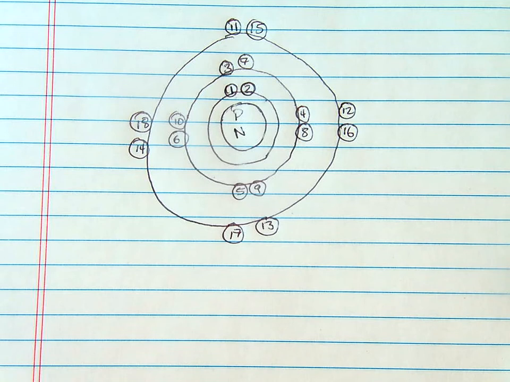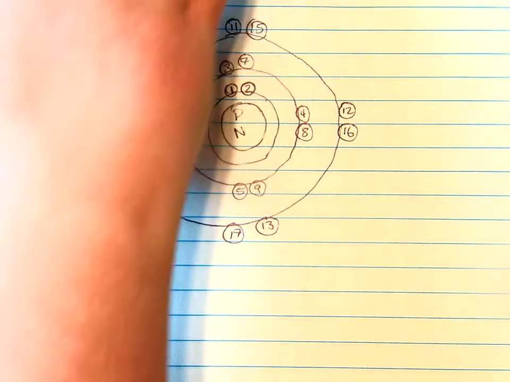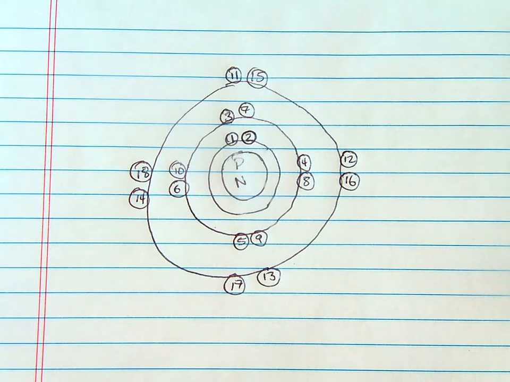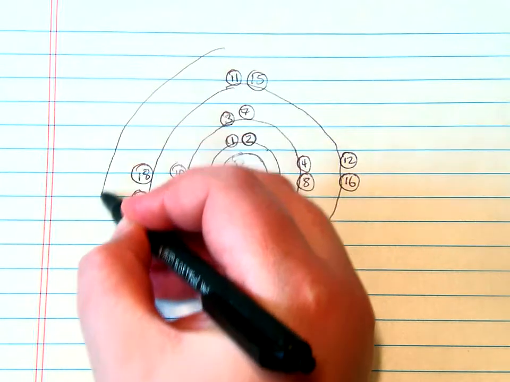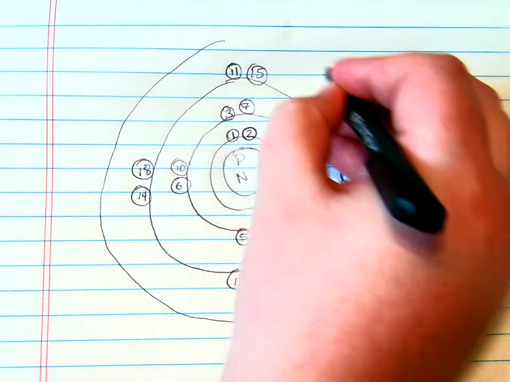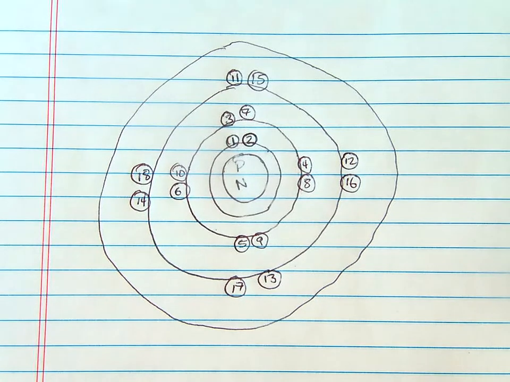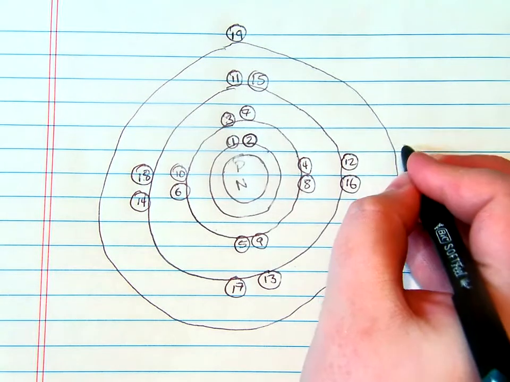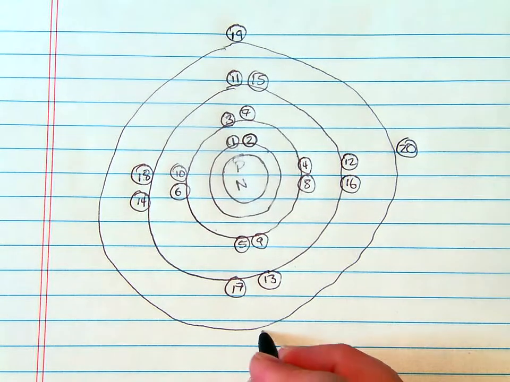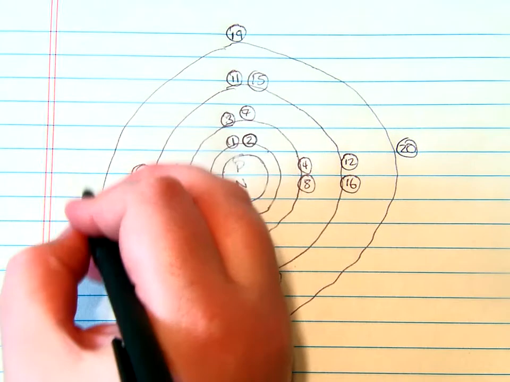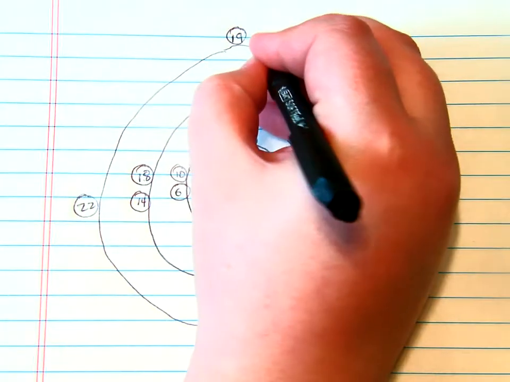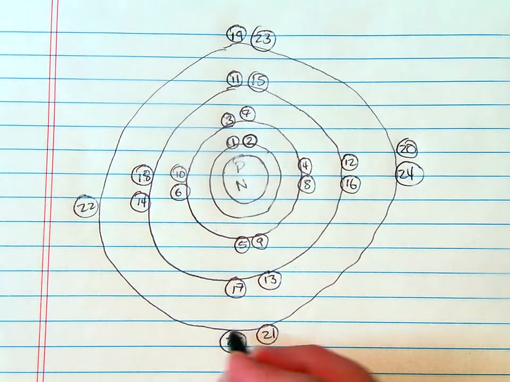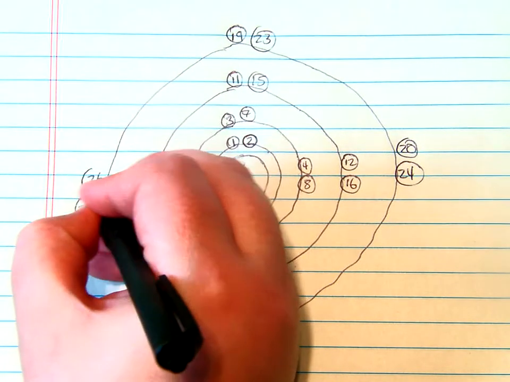Now, the fourth shell is where things start to get a little funky, because now we're not just working in this world of 8 electrons as the maximum. We've got to fit 18 in. So 18, next one is 19. We fill out the first ones like normal, 20, 24, 25, 26. Okay.